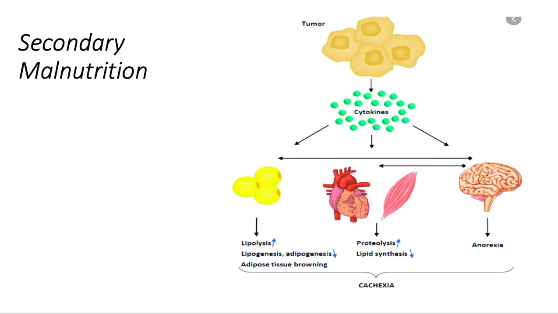The underlying mechanisms are complex but appear to involve cytokines secreted by tumor cells, particularly tumor necrosis factor, which are released as part of the host response to advanced tumors. These factors directly stimulate the degradation of skeletal muscle proteins and also stimulate fat mobilization from lipid stores.